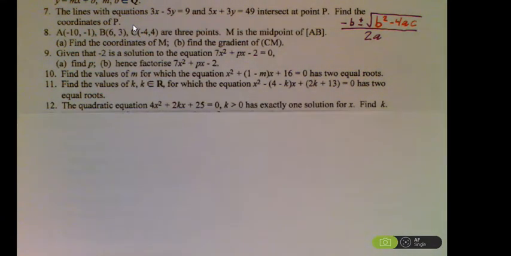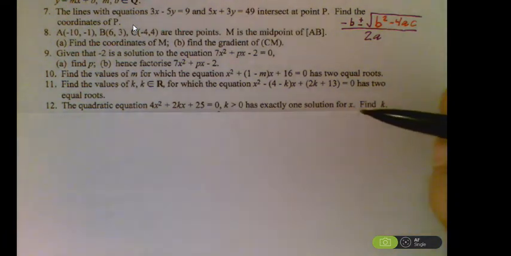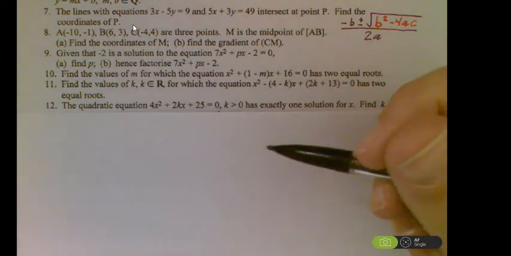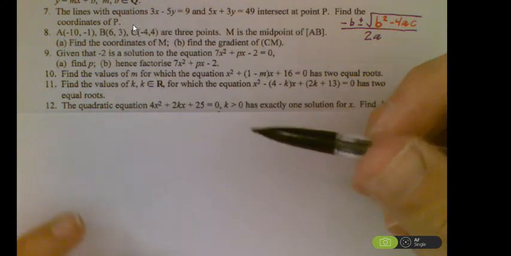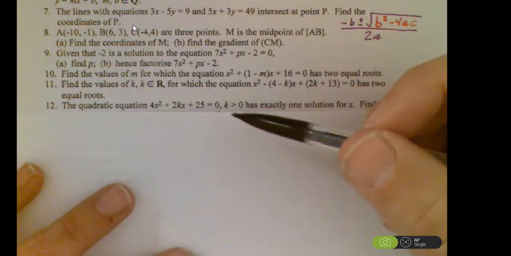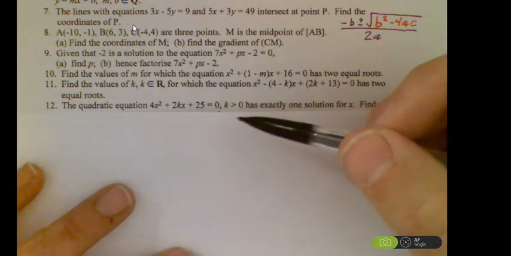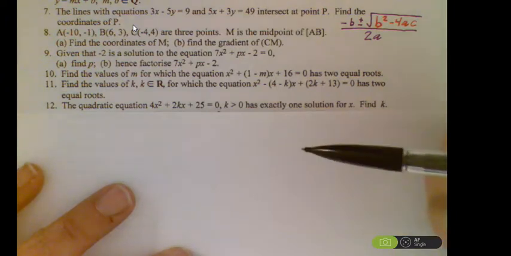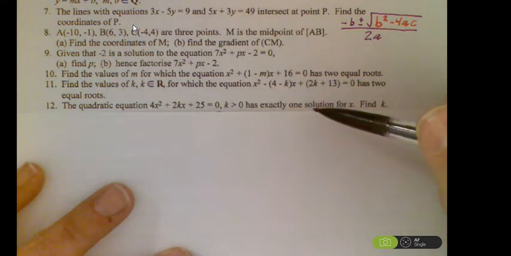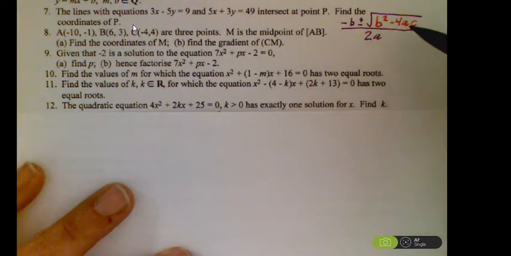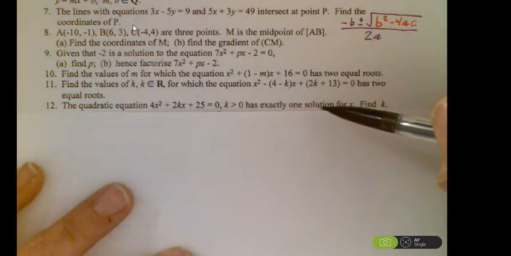For number 12, again, it says there is exactly one solution for x, but we are solving for k. So it's still possible for us to have multiple solutions, but they are putting a little bit of a limit on this one by telling us that k has to be a positive number. But if I take the same process, because there's only one solution for x, that means b squared minus 4ac equals 0. So remember that two equal solutions is the same thing as having one solution.